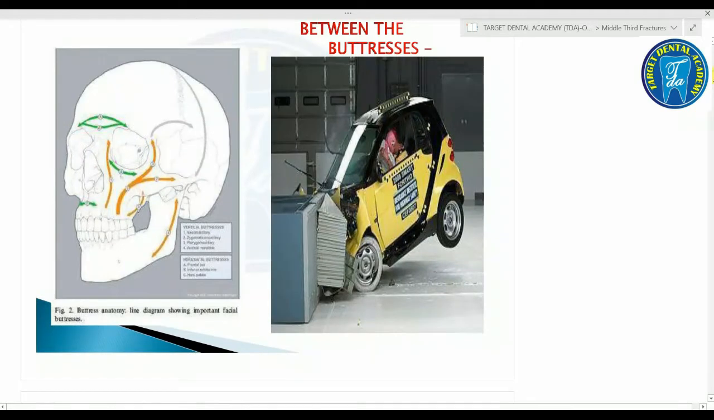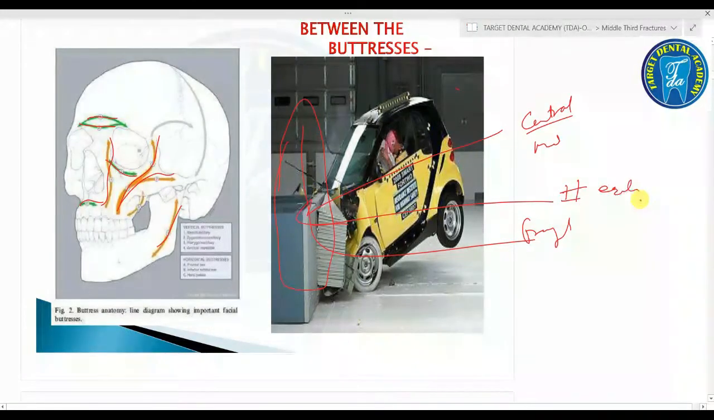So in this we have two types of buttresses. We have the vertical ones, and we have the horizontal buttresses. See, take it as a central area or the central midface. When any strong force hits our central midface, because it carries fragile bone, it tends to crush or fracture easily.